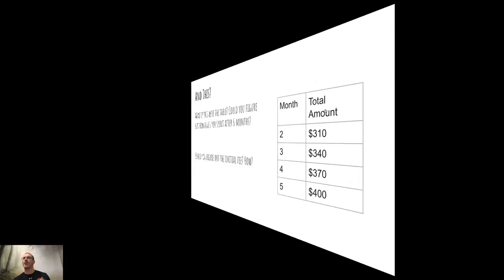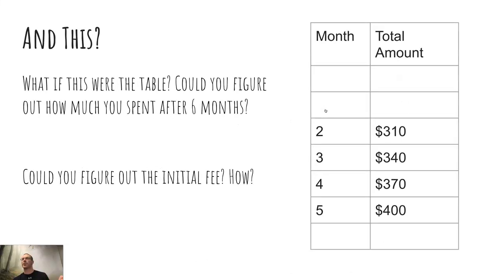All right, so now let's look at this. So really, to figure out how much we spent, it's really the same idea. I go up a month, I go up $30. I go up a month, I go up $30. I go up a month, I go up $30. And so I can continue that pattern now. And I can get to month six, I can add another $30, and I get back to $430. So once again, you're seeing it's the same idea. We're just drawing it out.